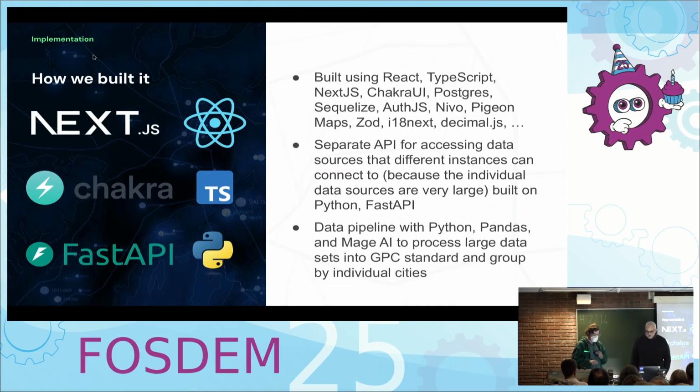The backend itself is also part of the same Next.js application in order to facilitate the sharing of type definitions and also functionality with the front end. And the separate global API that we built for accessing data sources, that different CityCatalyst instances can connect to, is built on Python, FastAPI, the Postgres database again, and the PostGIS system, so we can have geometric primitives on the globe. Then the last part is the data pipeline that imports all of our huge data sources. That's built using Python, Pandas, and Mage AI, and it processes those data sources into the GPC standard so it can be grouped by individual cities.